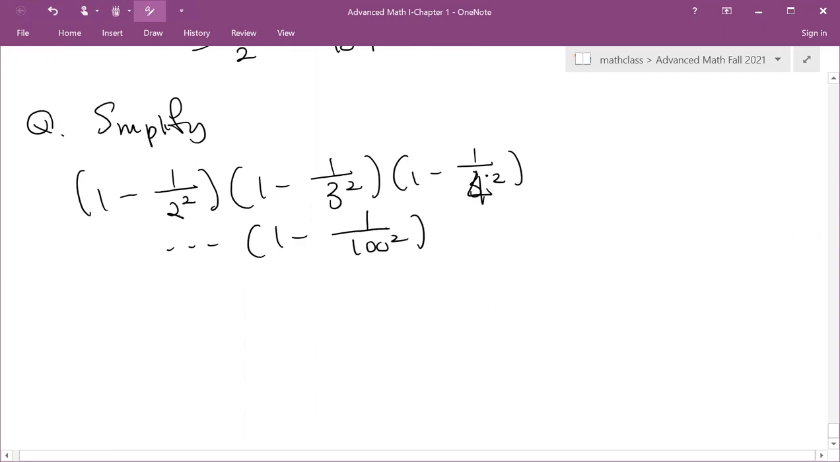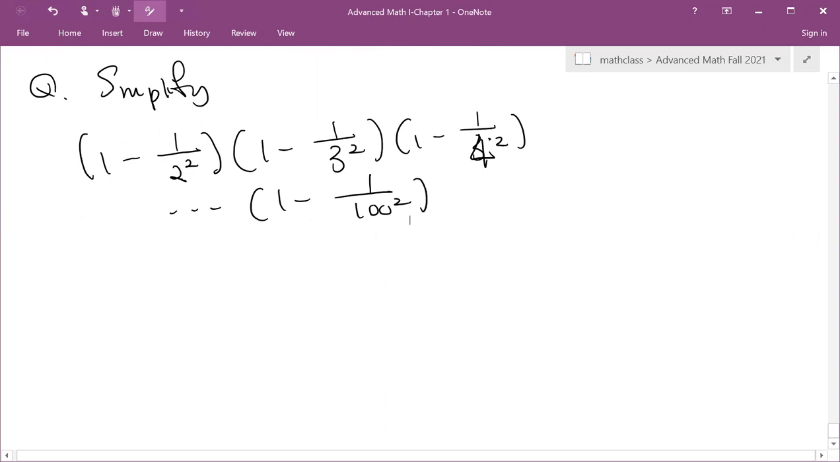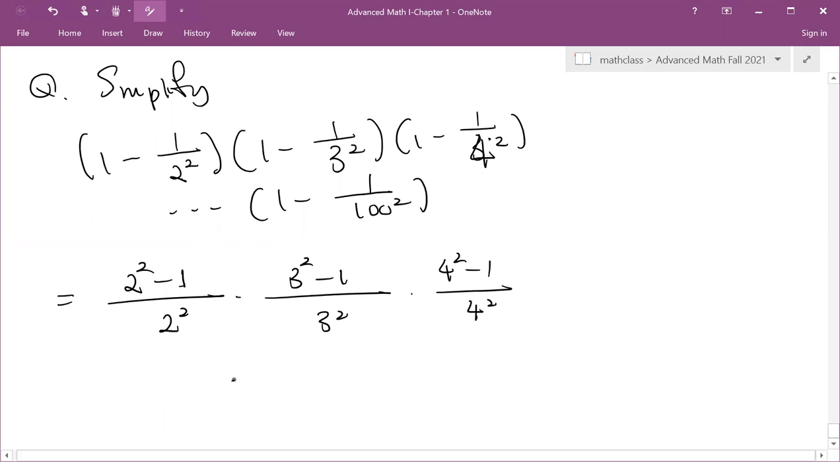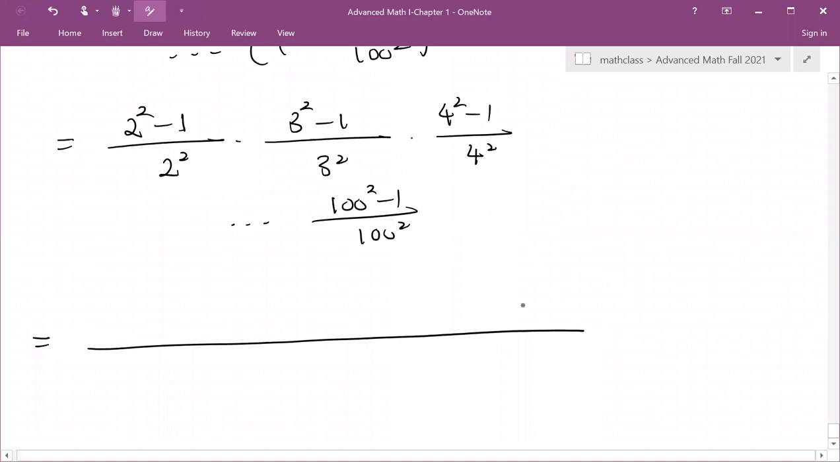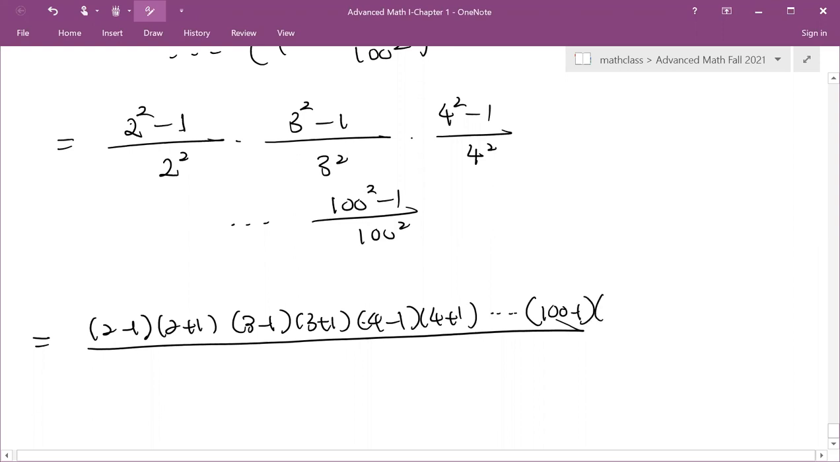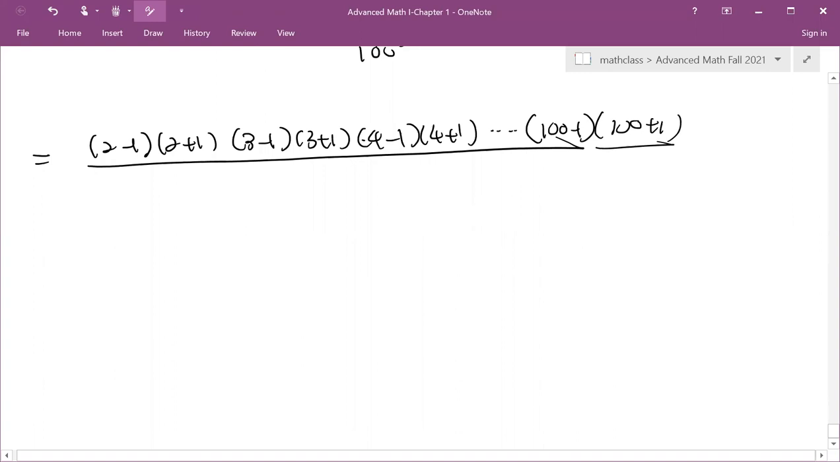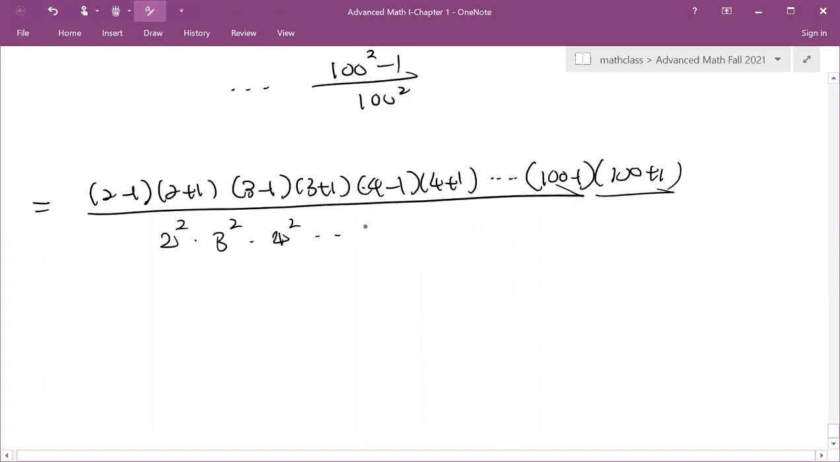Let me explain to you how to do it. When you see so many terms, you should know we are going to cancel some terms, otherwise you're not able to simplify. So they must have some common factor. The numerator, the first term is 2 square minus 1. 1 is 1 square. Here's 3 square minus 1, here's 4 square minus 1, and here's 100 square minus 1. So 2 square minus 1 is 2 minus 1 and 2 plus 1. 3 square minus 1 is 3 minus 1 and 3 plus 1. 4 square minus 1 is 4 minus 1 and 4 plus 1. And we keep going. 100 minus 1, 100 plus 1. The denominator is 2 square, 3 square, 4 square, all the way to 100 square.